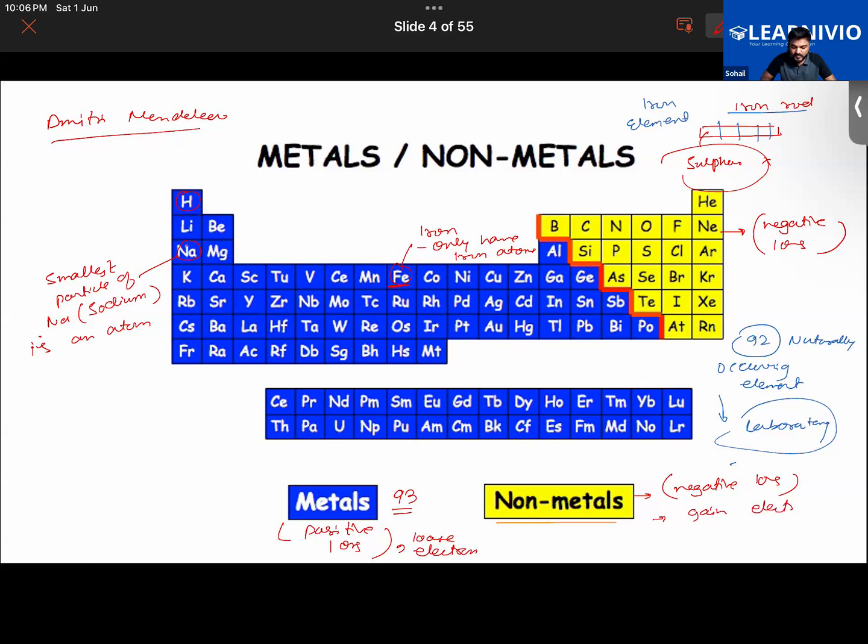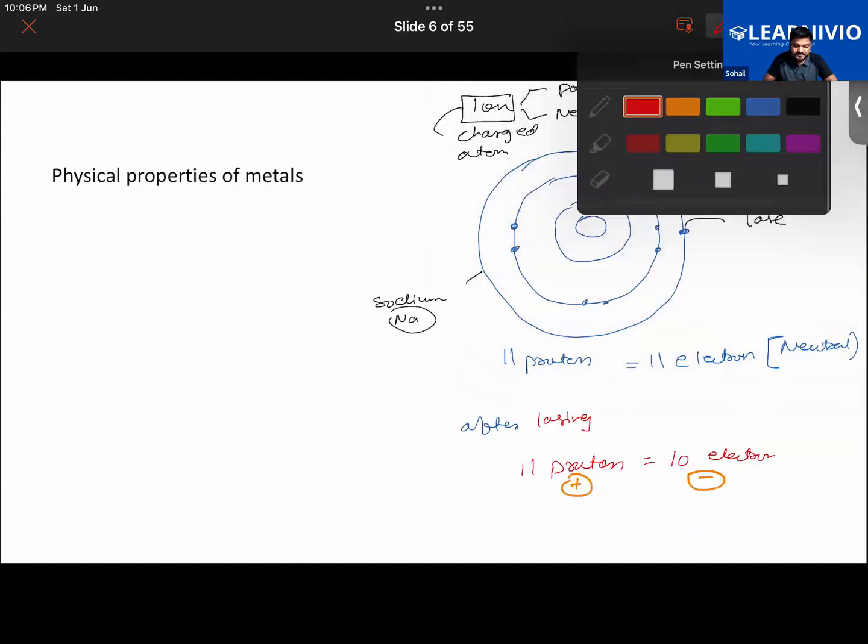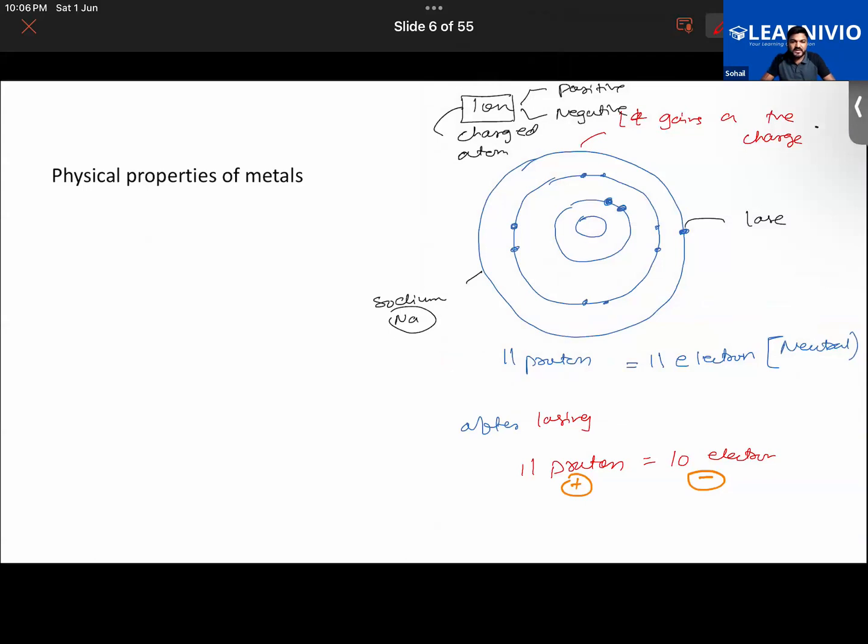Very good. So that is the thing about metals, that metals are described as chemical elements that lose electrons. Forget about valence here. They lose electrons to form positive ions. Just keep this much in your mind. You have several examples like aluminum, copper, iron, tin, and gold. Here it says around 90, but the exact figure is 93. So you can correct this to be 93. Out of about 118 elements, 93 of them are metals. So hope it is clear to you so far.